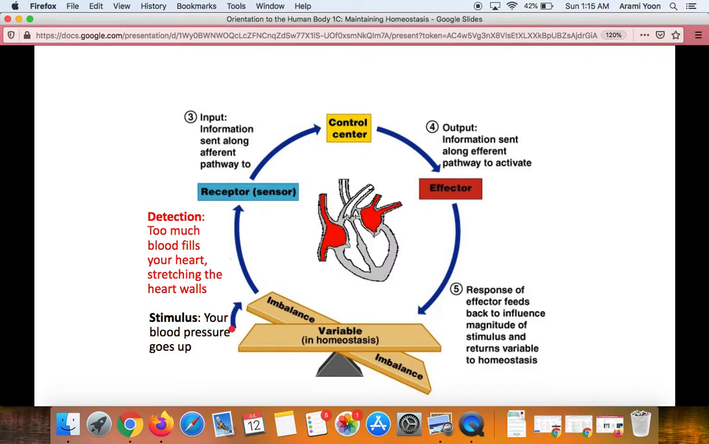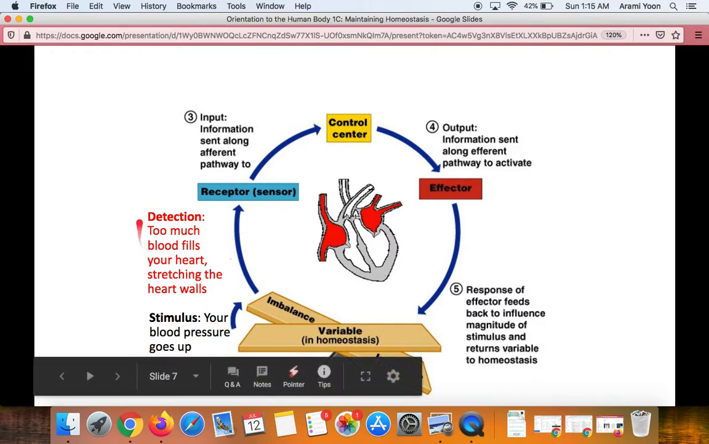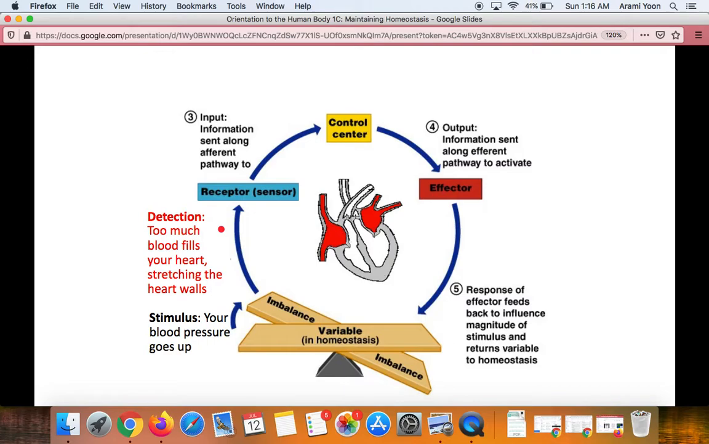So if you have a lot of blood pressure, like a really high blood pressure, your body is going to detect that. Here's how detection happens. In this particular case, too much blood is going to fill your heart. So high blood pressure means you have a high volume of blood that your heart has to pump through your whole body.